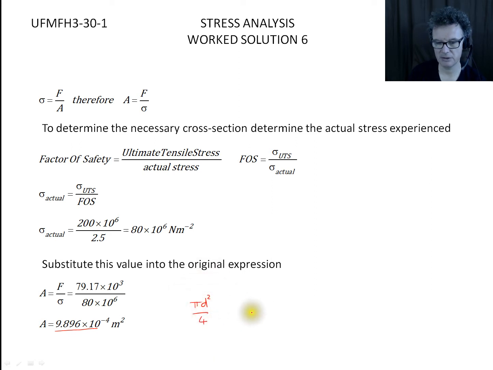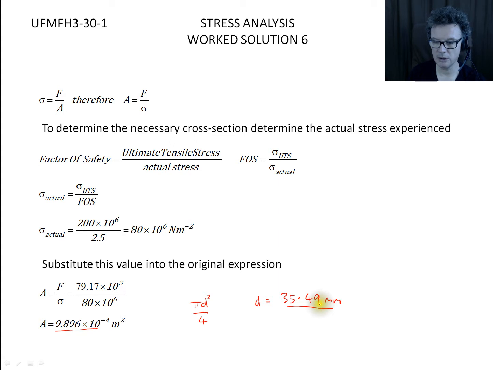Now let's say, just for example, let's find out what this diameter is. So 9.896 to the minus 4. So times that by 4, divide it by pi, and then square root it, and times that by 1,000. So that gives me a diameter of 35.49 millimeters. So what do you think we would order in terms of the diameter of the beam?